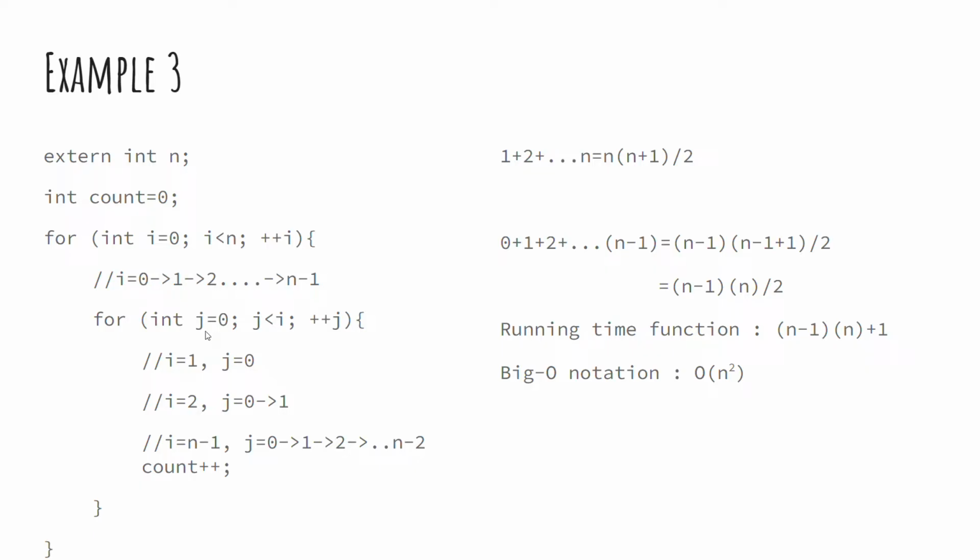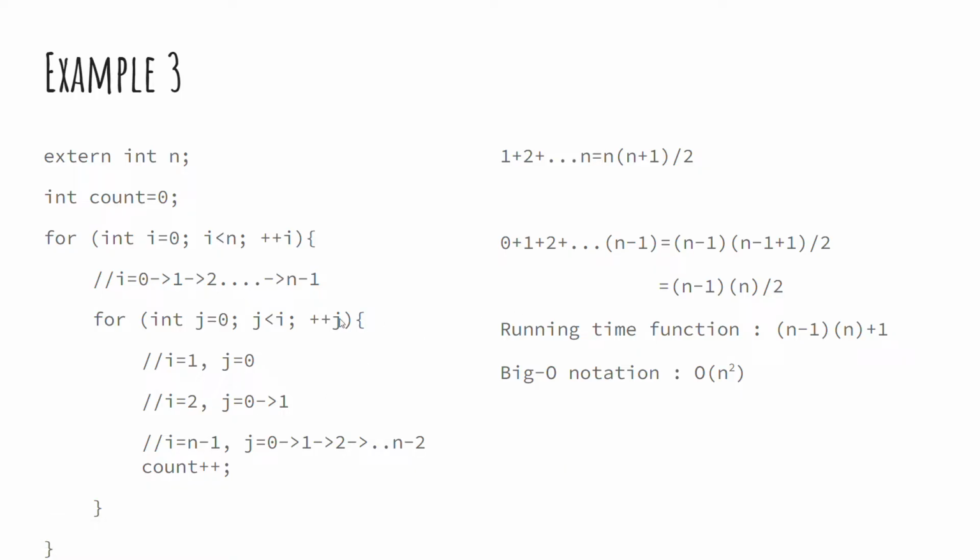So in the first iteration of the outer loop, when i is equal to 0, this for loop wouldn't run, because 0 is not less than 0. And then when i equals 1, this inner for loop iterates one time. When i equals 2, this inner for loop will iterate two times, when j is 0 and 1. And then it will keep iterating until i equals n minus 1. And in that case, we'll have n minus 1 iterations of this inner for loop.